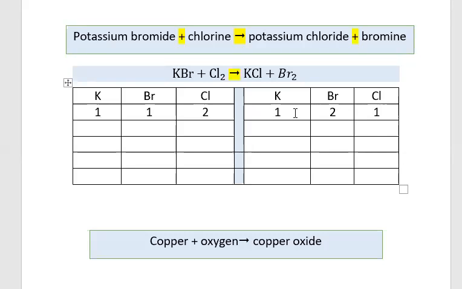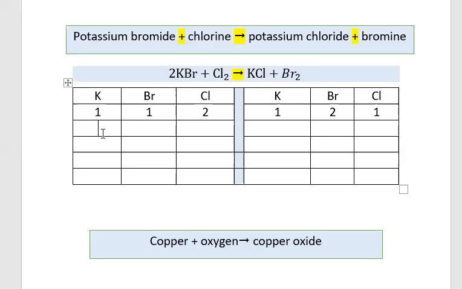Okay, so let's see which one can we start with first? Let's start with bromine on this side here. So we need to bring bromine to 2. And we cannot put a number next to bromine. We have to put it before the compound name. So we just added 2 before KBr, but then this changes the amount of potassium we have now.